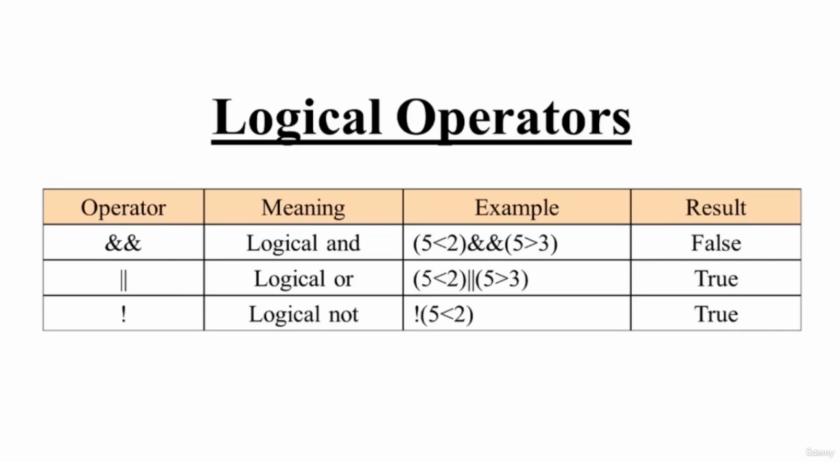But if you are okay with any one condition being satisfied, then you can go for the OR operator. But if you want to just reverse the condition, that is if you want to make true to false and false to true, we can go for the logical NOT operator, which is a unary logical operator. So let's see practically how we can start working with the logical operators now.